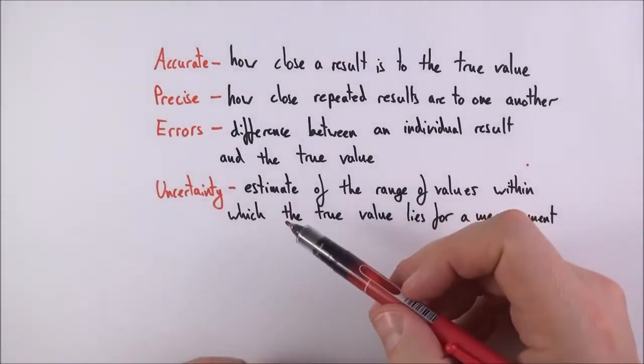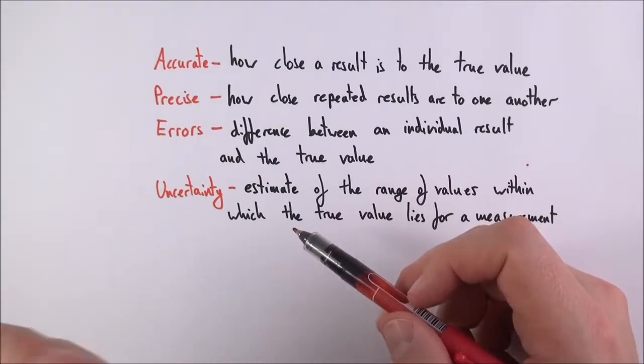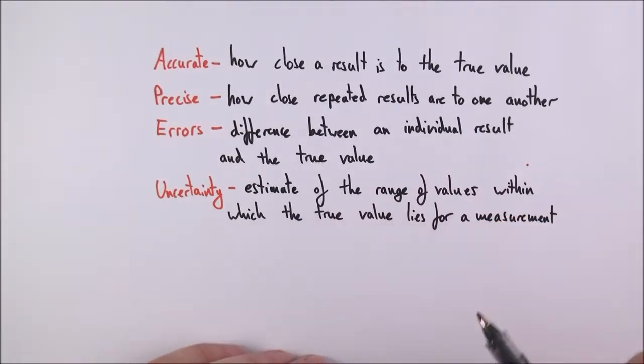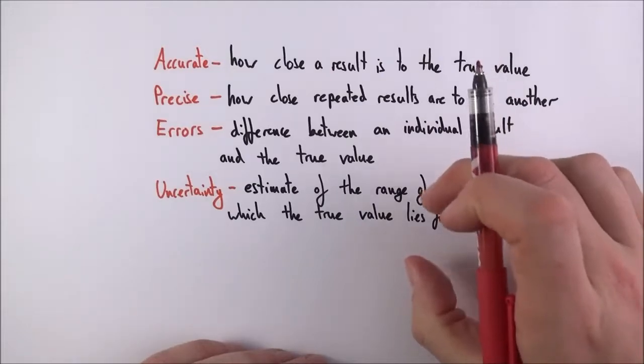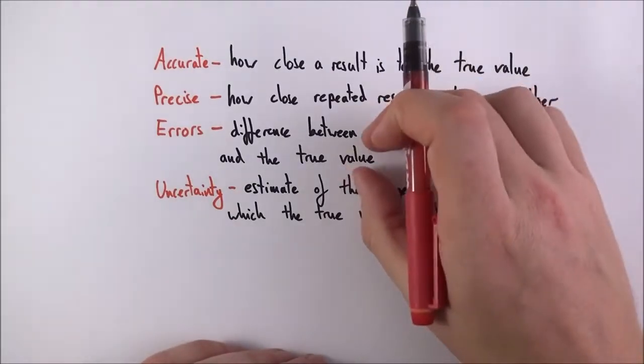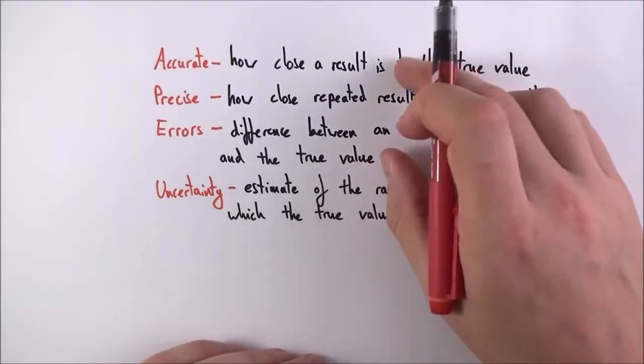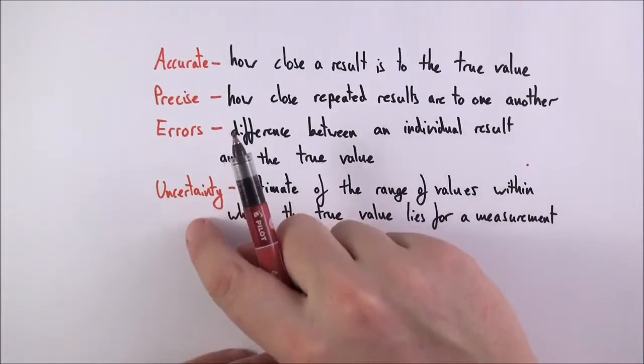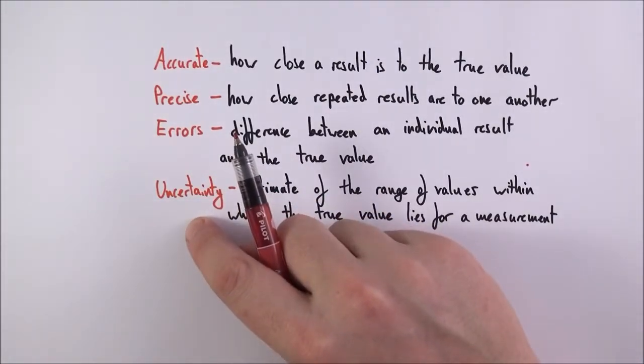Now this uncertainty is really just an estimate of the range of values within which the true value lies for a measurement. And again, the smaller the uncertainty means that we have a smaller error, and therefore hopefully our results are more accurate. And I'd really like to talk about uncertainties in a lot more detail in the next few videos.